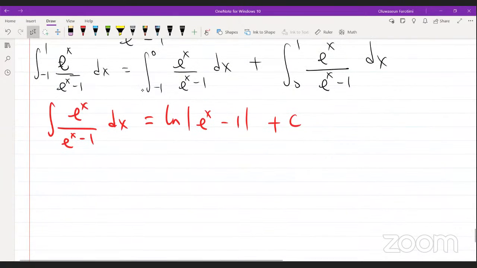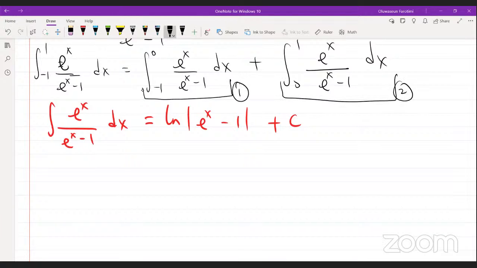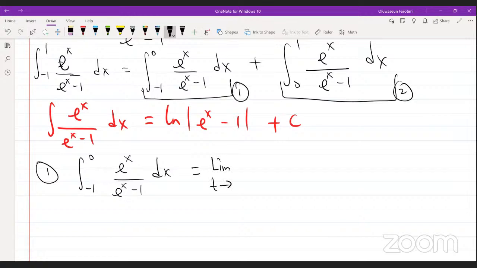Okay. So just like before, let's call this guy 1 and this guy 2. So let's talk about 1: the integral from -1 to 0 of e to the x divided by e to the x minus 1 dx. Remember, the problem is at 0, right? That means this is going to be the limit as t goes to 0 from the left, since it's about the upper bound, of the integral from -1 to t of e to the x divided by e to the x minus 1 dx.